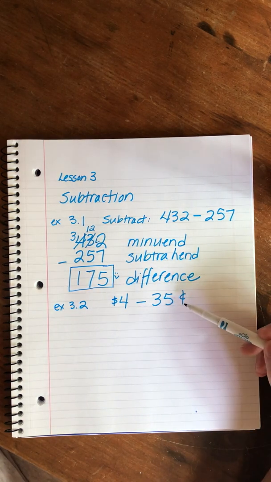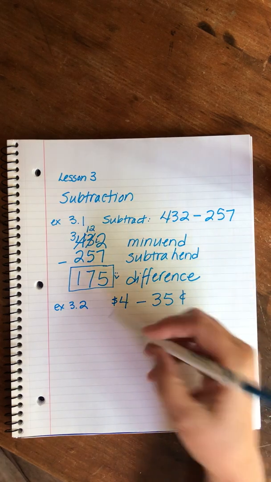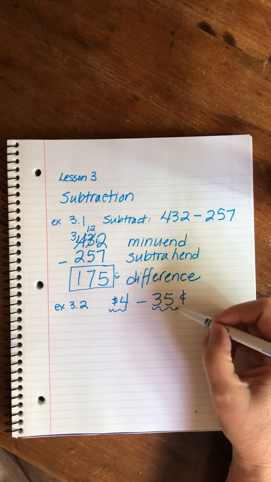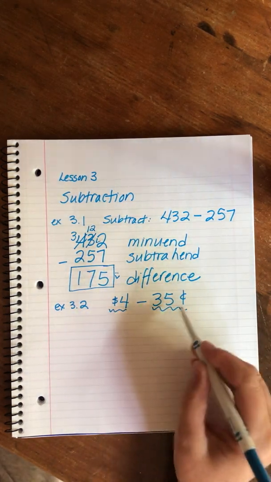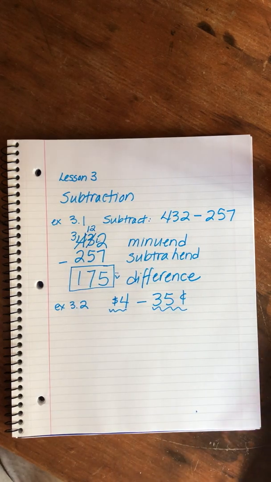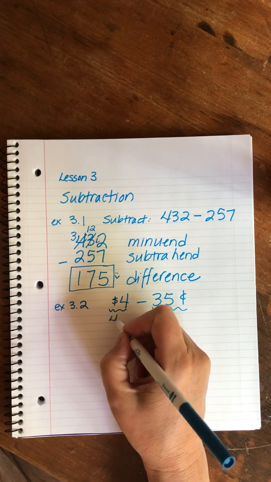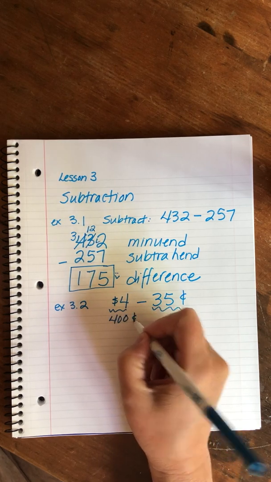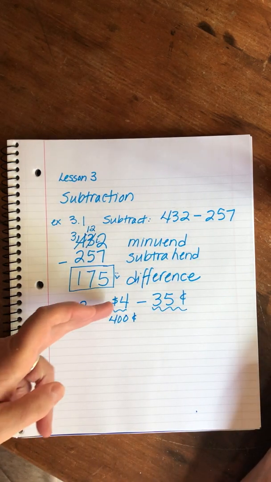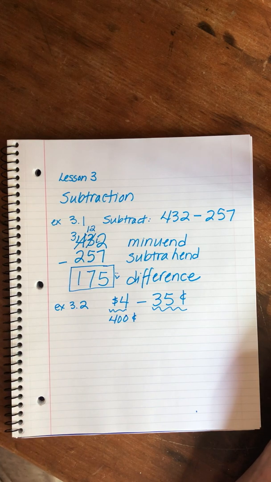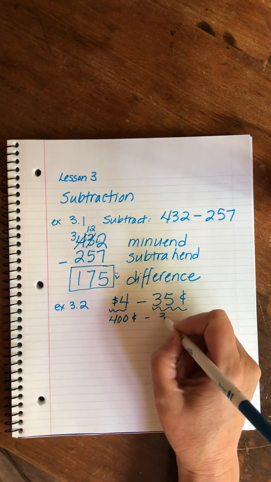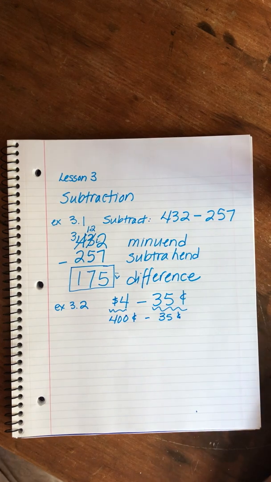So this is an unhelpful format, but there's something in here I wanted to talk about. We have dollars and we have cents. We have two different units that we're trying to compare, and that doesn't work. So we either have to write this, we could write this as 400 cents, right? Because $4 is the same as 400 cents minus 35 cents. That's okay.